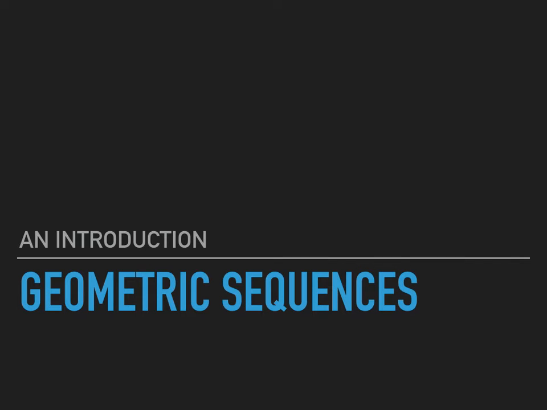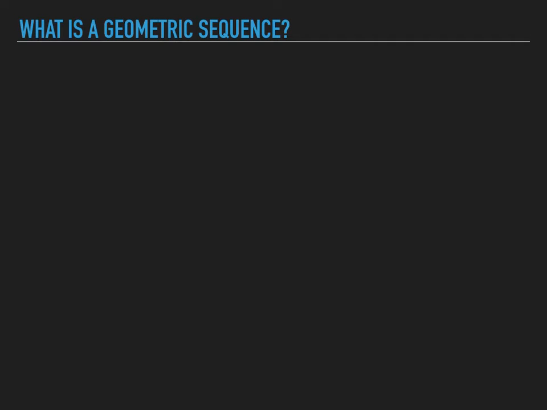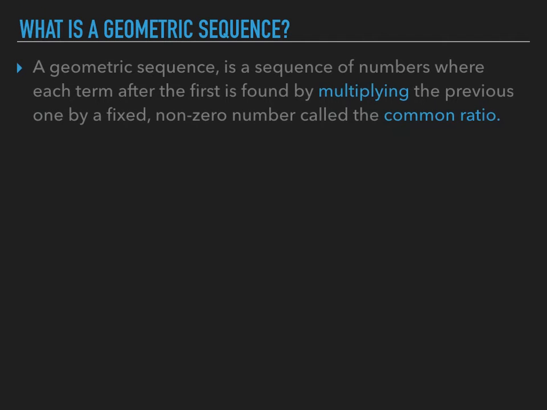Welcome to a lesson on geometric sequences. What is a geometric sequence? It is a sequence of numbers where each term after the first one is found by multiplying the previous one by a fixed non-zero number called the common ratio. So here's an example of a geometric sequence.